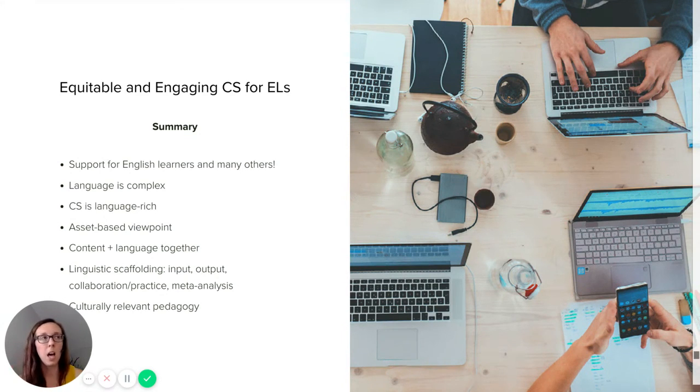We want to include content and language together. Neither can really be seen as a separate entity. They work together in tandem to form meaning and to express understanding. And because of that, we want to be sure that we're offering lots and lots of linguistic scaffolding and support to our students through the supports for input, output, collaboration and practice, and then meta-analysis that we talked about. And finally, always being mindful to include culturally relevant pedagogy.